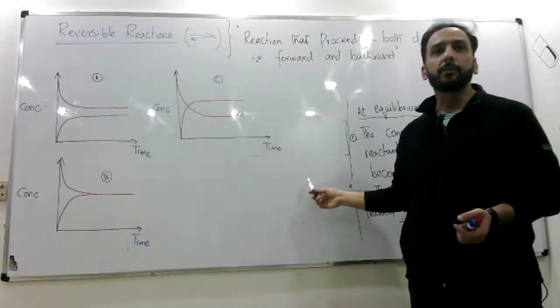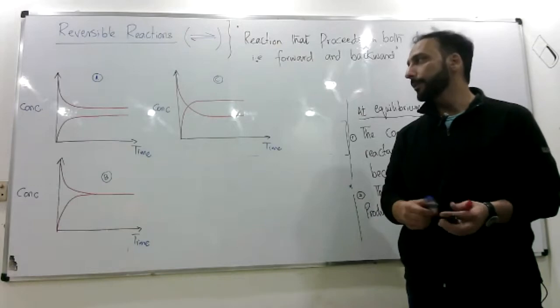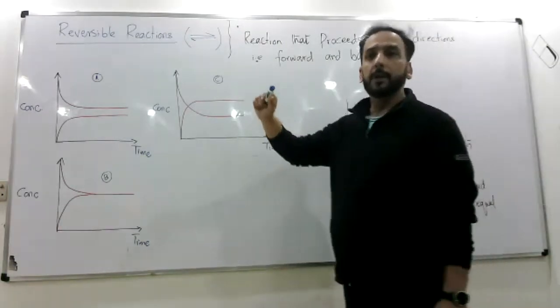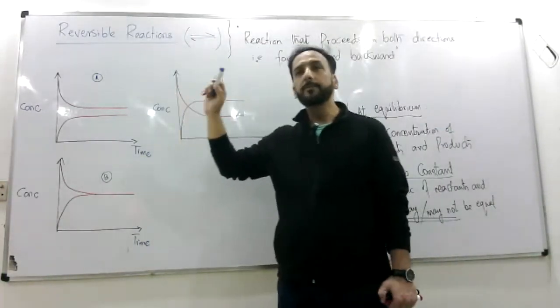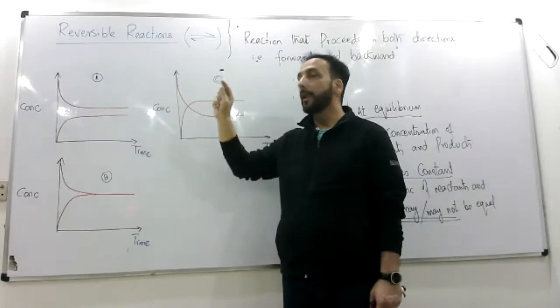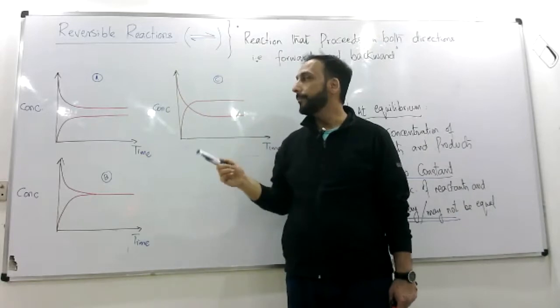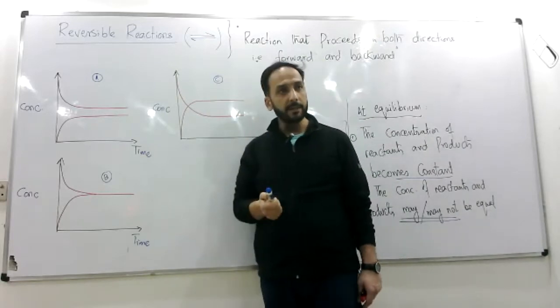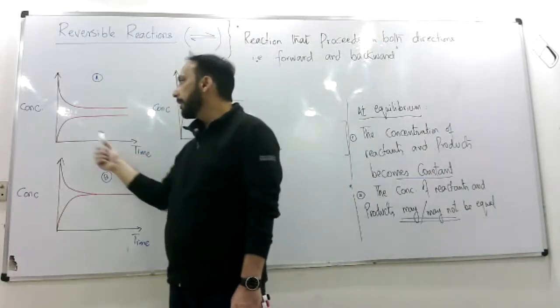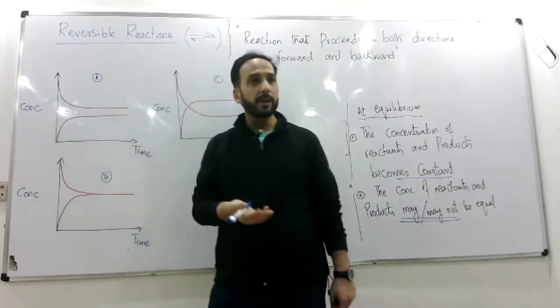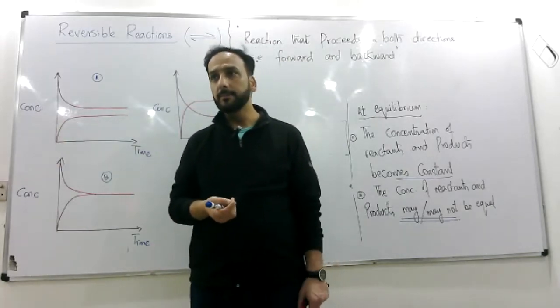Now look at the board. No one is to write anything after this now. First understand, and then you copy it. Each graph has two lines, right? Two curves. One of the lines is for the reactant concentration with time, and the other is for the product concentration with time.